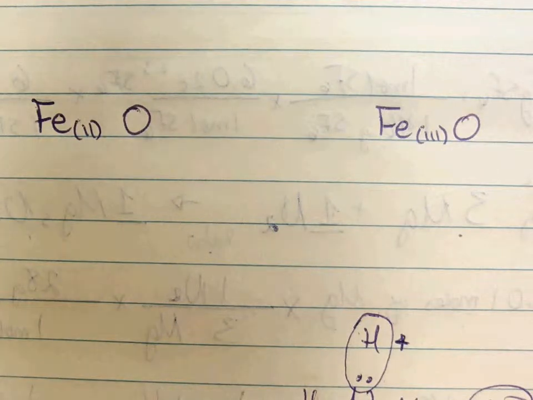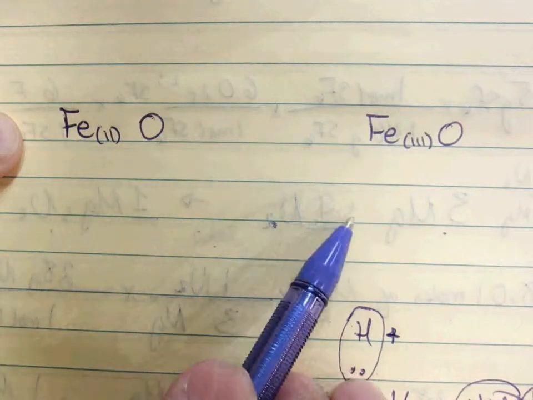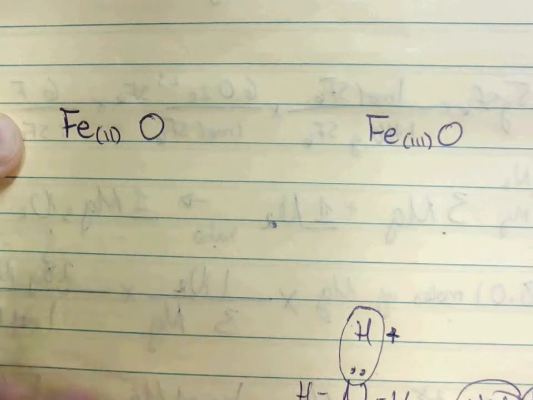Alright, so this is a video to review crisscrossing. We have two types of iron. We have iron 2 and iron 3, and they're forming iron oxides with the different oxidation numbers of the iron.